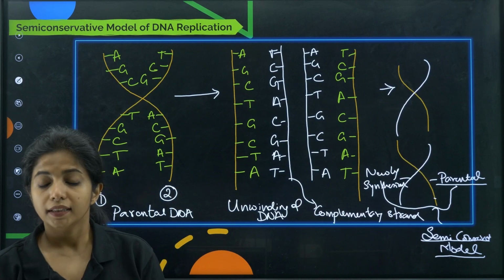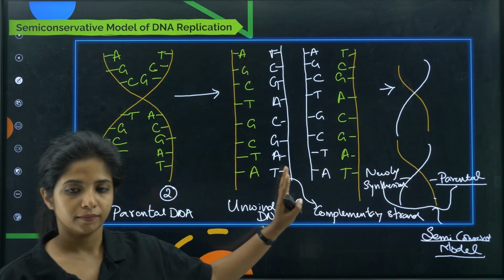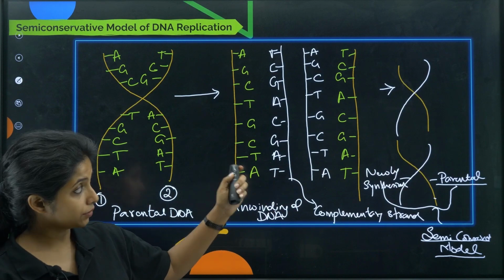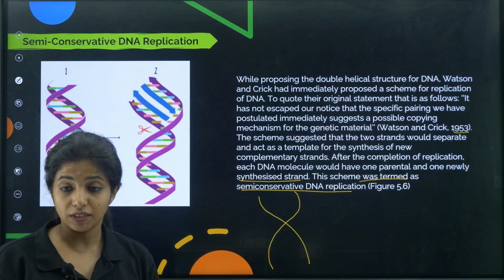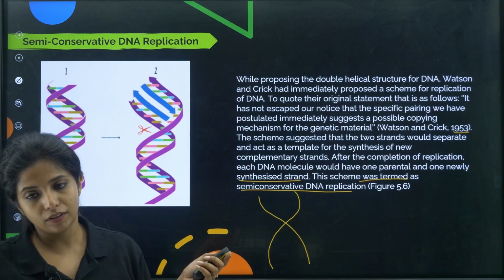Okay, this is the semi-conservative model, because I am still having one parental strand. Cool, works. So this was again suggested by whom? Children, our own Watson and Crick in the year 1953.